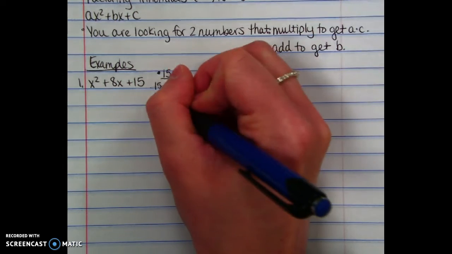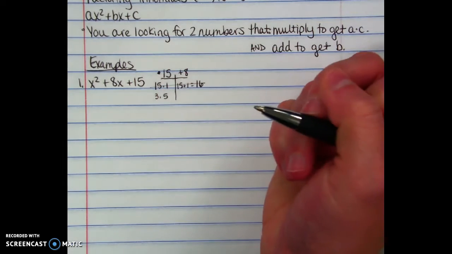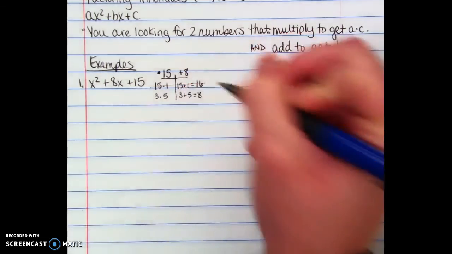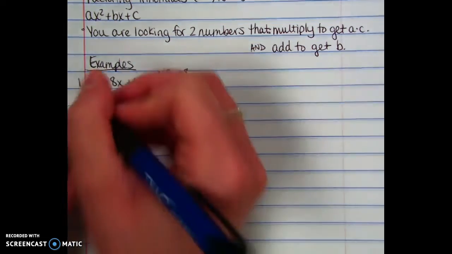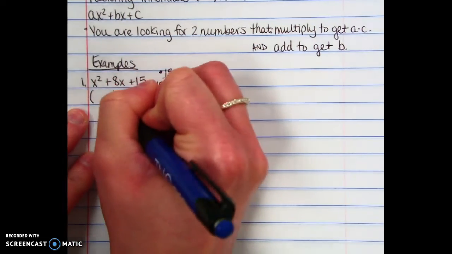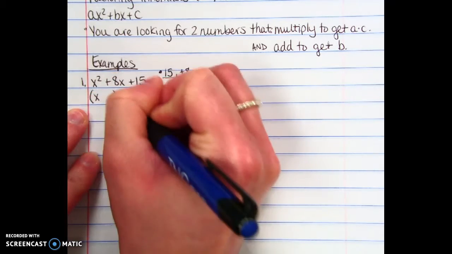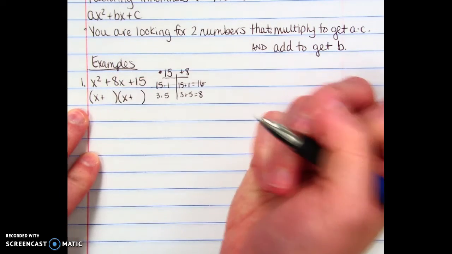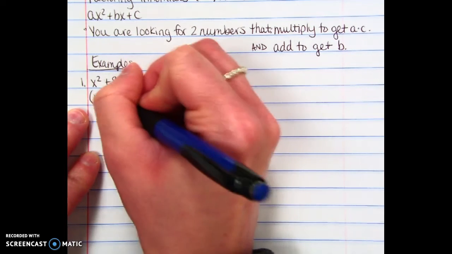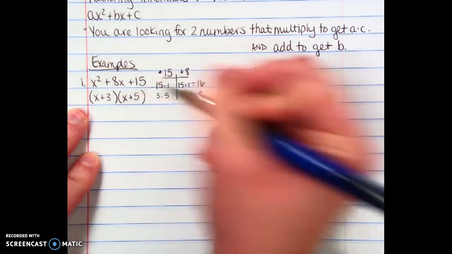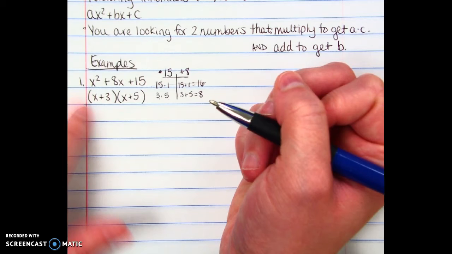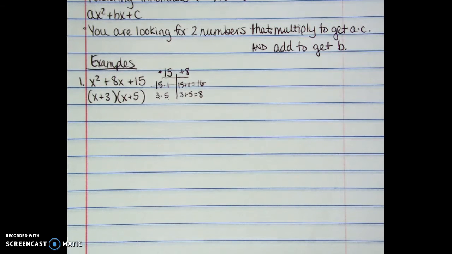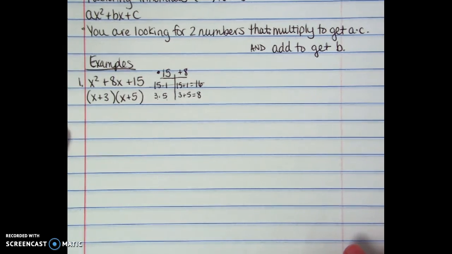Another one would be 3 times 5. I know that equals 15, and then 3 plus 5 is 8. So those are my two numbers. I'm going to come back over here and do two sets of parentheses. Put the variable in each one. And for today, these are both pluses. And then 3 goes into one and 5 goes into the other. On a quiz or a test, I don't care which number goes first, as long as the sign is correct.